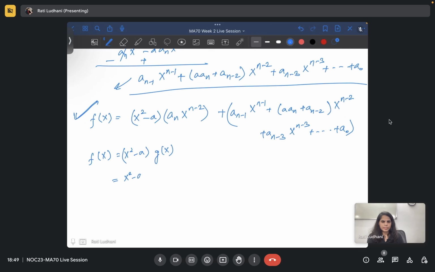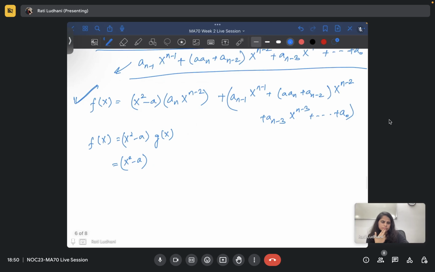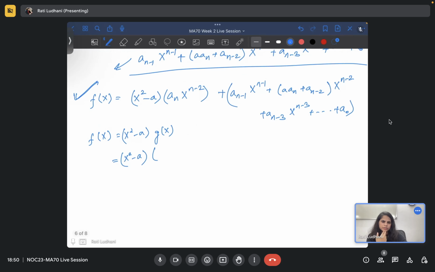No, ma'am, you are confusing. Please write down one line, that is sufficient. It is a very simple problem. x square minus a into g_0, where g_0 means a coefficient, plus g_2 x square, because these are coefficients.